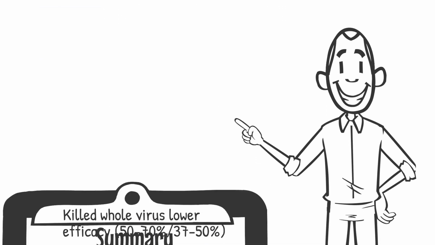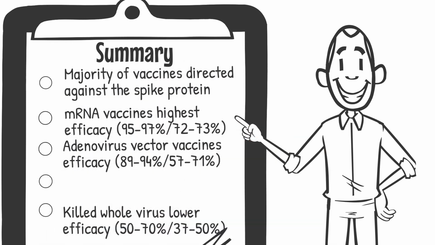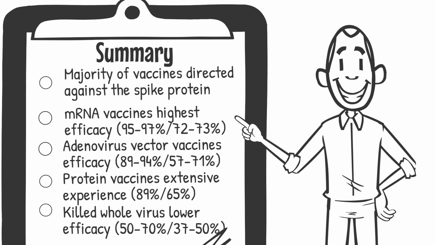To summarize the content of this video, the majority of the vaccines are directed against the full-length spike protein from the original human virus. The mRNA vaccines, Pfizer and Moderna, are highly effective at preventing serious disease, 95 to 97% efficacy for the earlier strains, and 72 to 73% for the Omicron variants.